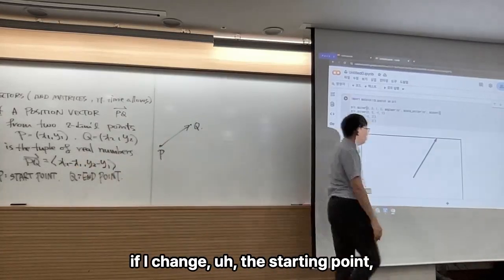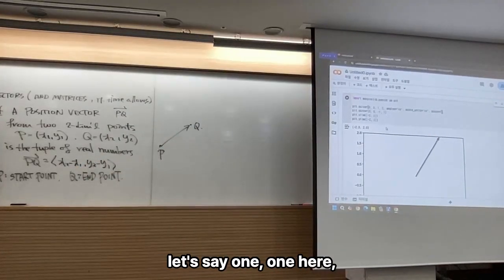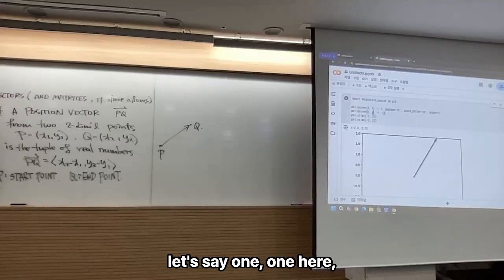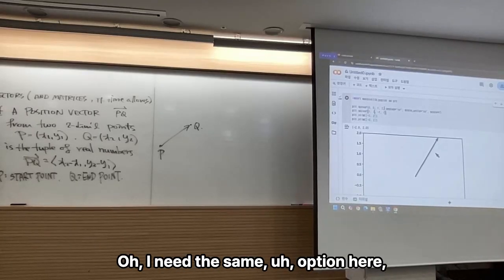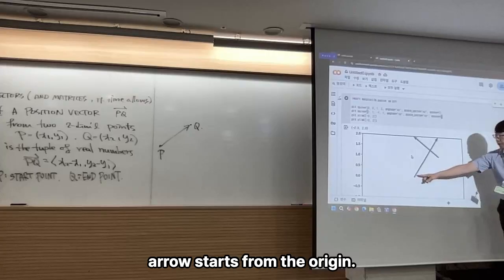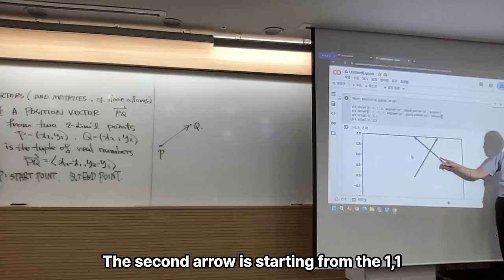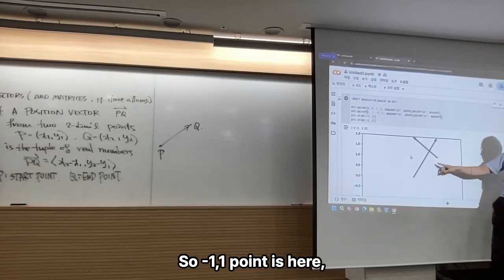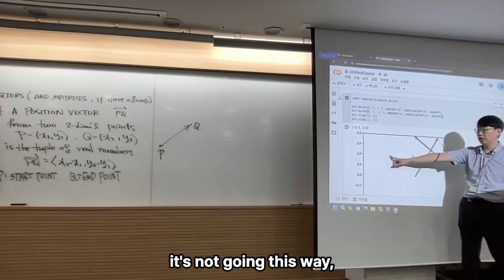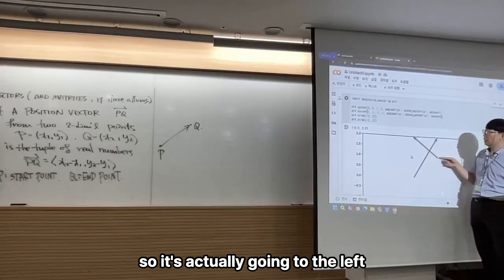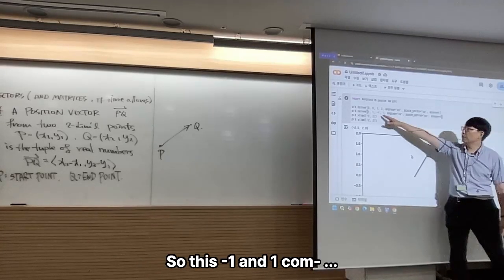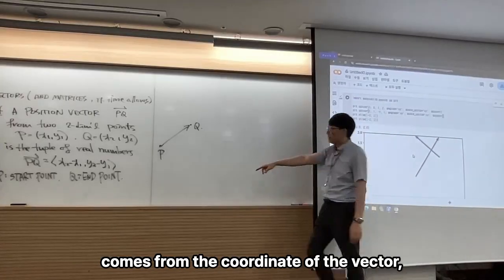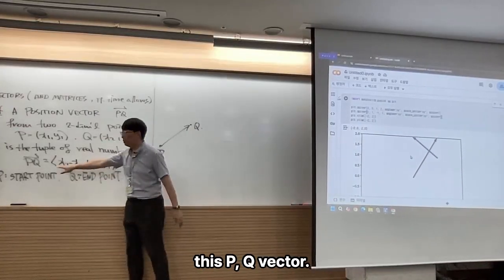For example, if I change the starting point, let's say 1, 1 here, let's see what happens. Oh, I need the same options here. You can see that the first arrow starts from the origin. The second arrow starts from 1, 1, and it's not pointing to the minus 1, 1 point. The minus 1, 1 point is here. It's not going this way. It's actually going to the left by 1 and then going up by 1. This minus 1 and 1 comes from the coordinates of the vector, this PQ vector.